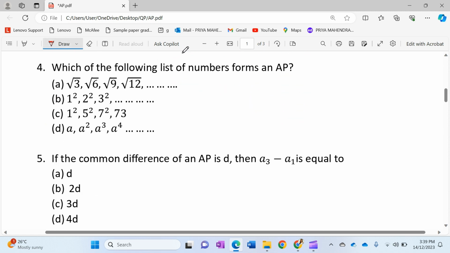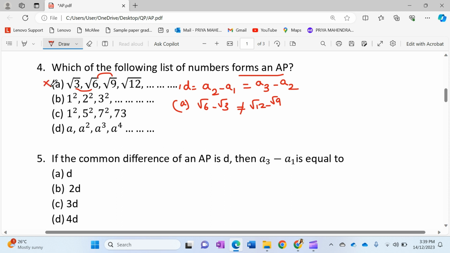Question number 4. Which of the following lists of numbers forms an AP? Any sequence of numbers forms an AP only when the difference between two consecutive numbers is the same, isn't it? That is, a2 minus a1 is equal to the next consecutive difference, a3 minus a2, which is represented by the letter d. So I'm going to check for each sequence whether a2 minus a1 is the same as a3 minus a2. So the first, A: root 6 minus root 3 is not equal to root 12 minus root 9. Hence, A is not in arithmetic progression.